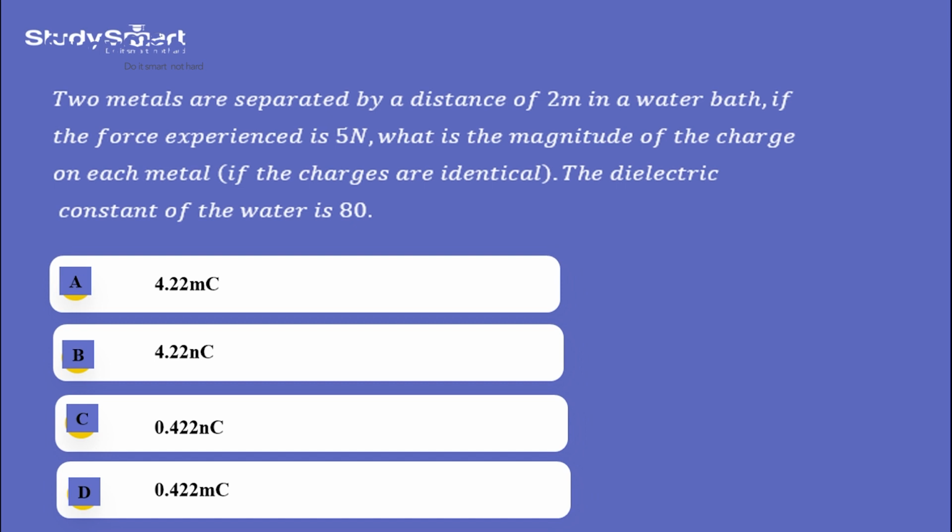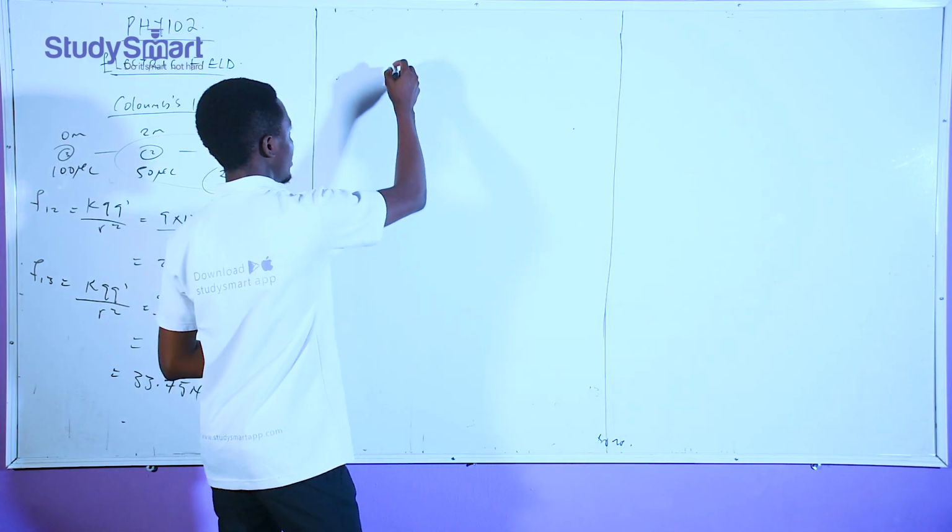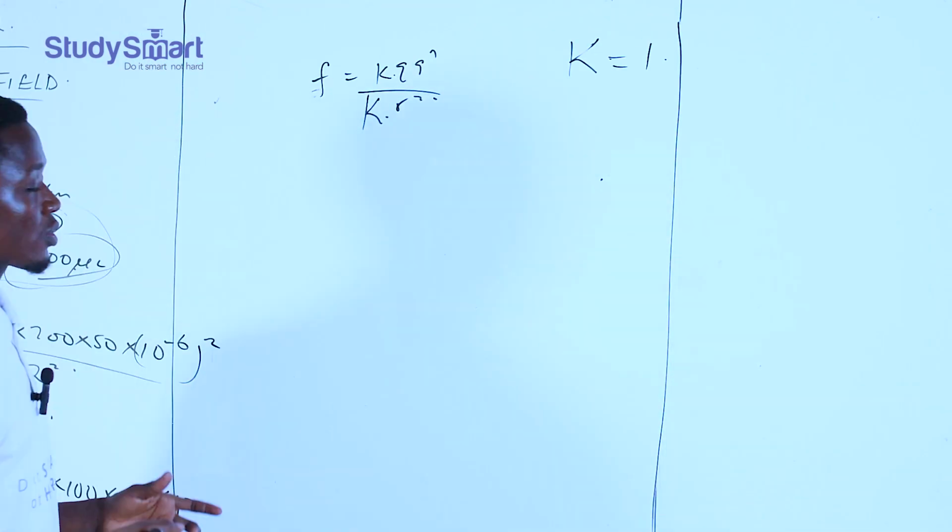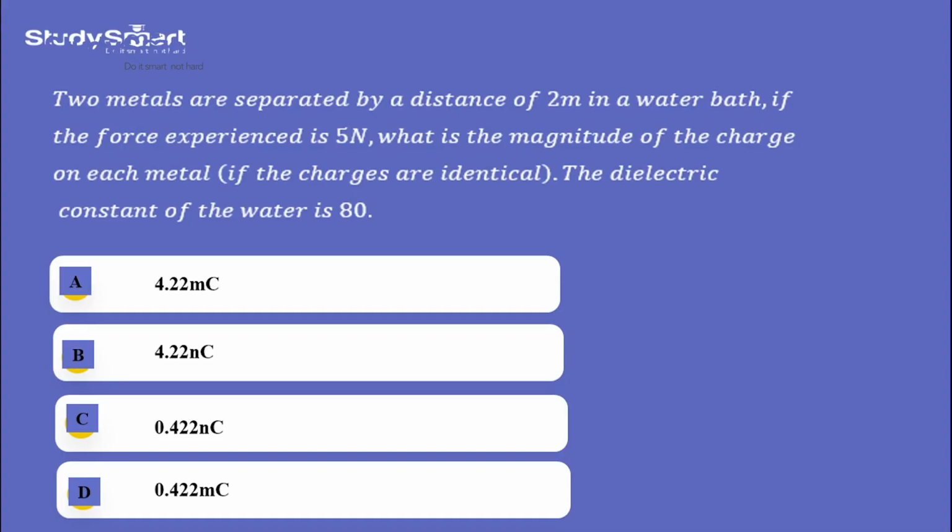Two metals are separated by a distance of 2 meters in a water bath. If the force experienced is 5 newtons, what is the magnitude of the charge on each metal if the charges are identical, and we are given the dielectric constant of the water to be 80? Now, how do we go about this? Dielectric constant is given in this question. From our Coulomb's law, we have our F equals to K. So the answer is 0.422 microcoulomb. That's option D.